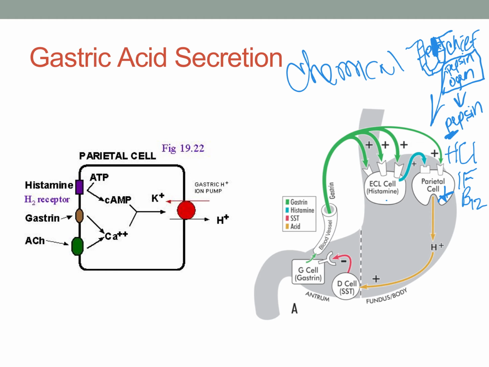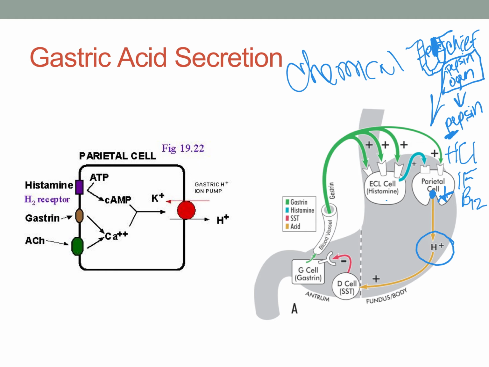The other thing that parietal cells do is secrete a product, hydrochloric acid. What they pump out is hydrogen. So H plus Cl, hydrochloric acid. H plus, that's a proton. Parietal cells, using a pump, pump out a proton. They pump out hydrogen. Hydrogen is an acid. That hydrogen combines with chloride to make hydrochloric acid.